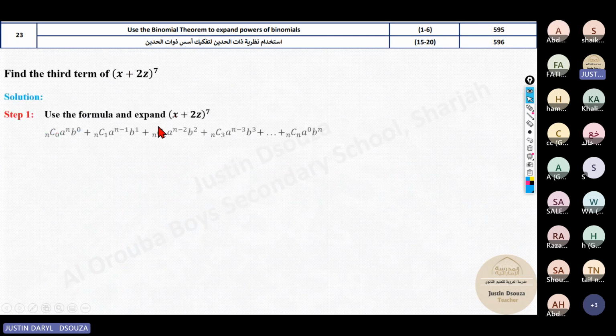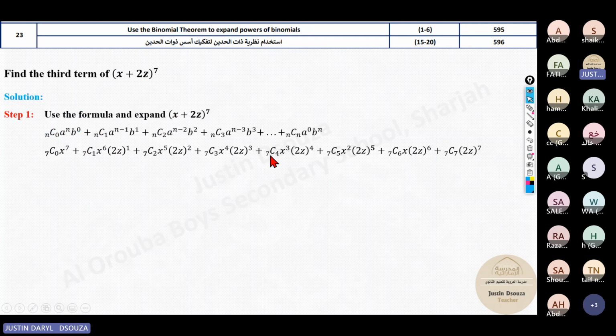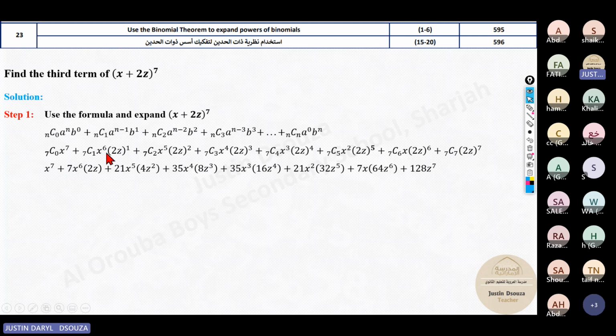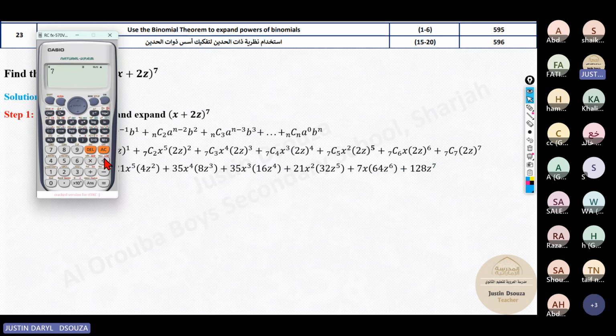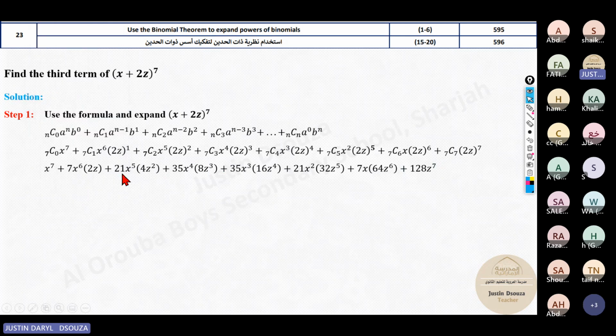All you're doing is write the formula and substitute it accordingly, and then simplify. 7C0 is 1, only x to the power 7 remains. 7C1 is 7. You can do it in the calculator: 7, C, shift and division, 2 is 21. That's the answer, and so on. You keep on continuing, find the values and simplify. That's the answer just by the formula.